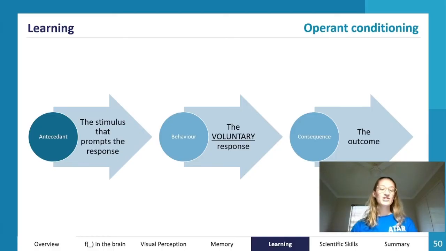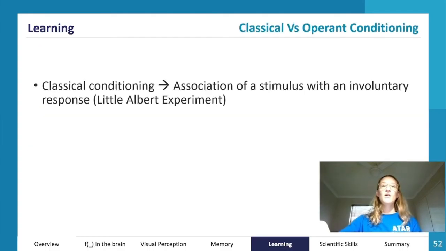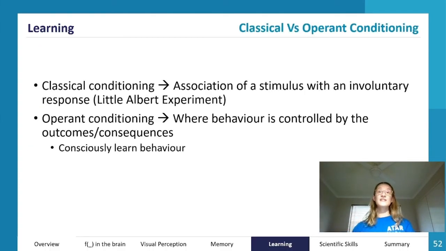The operant conditioning is a little bit different to classical conditioning, and I believe I'll put some slides in on this. Our classical conditioning is association of a stimulus with an involuntary response. So little Albert and Pavlov's dogs were not actively involved in the learning process. The learning was not conscious. It was actually subconscious, whereas the stimulus was just associated with a response. Whereas in operant conditioning, the behavior is actually controlled by the outcomes or the consequences. So it's a consciously learnt behavior in operant conditioning.